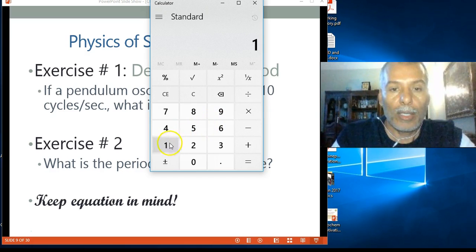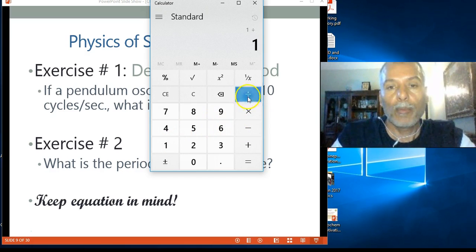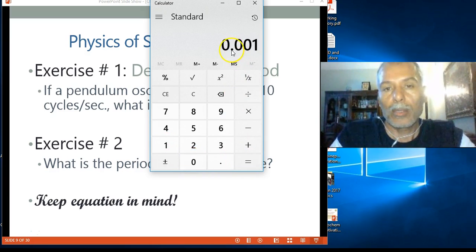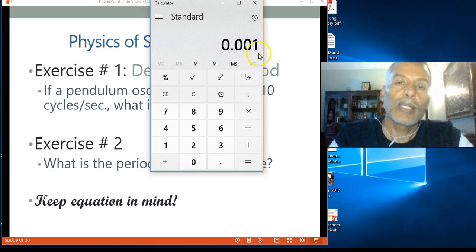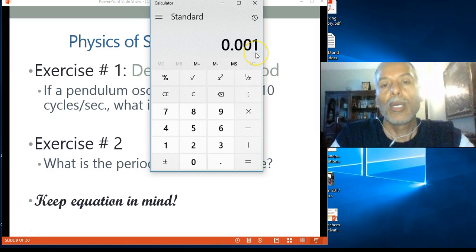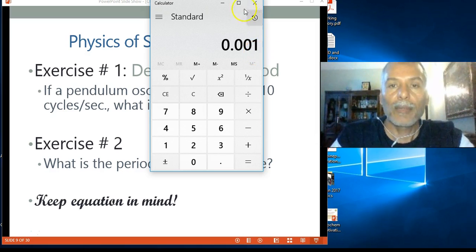Say 1 divided by 1000 equals 0.001. That is 1 millisecond. And then the unit is SEC. That is the unit of time, SEC.